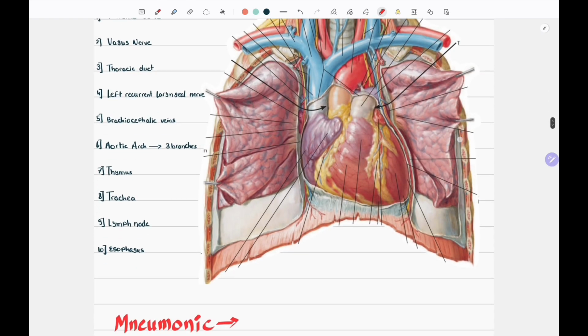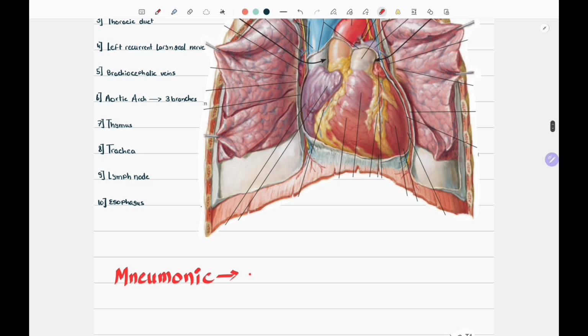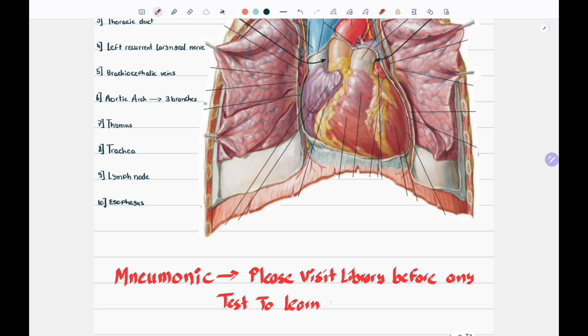The way I used to remember the contents of superior mediastinum is: please visit library before any test to learn everything. The initial of each word of this mnemonic represents a content of our superior mediastinum.